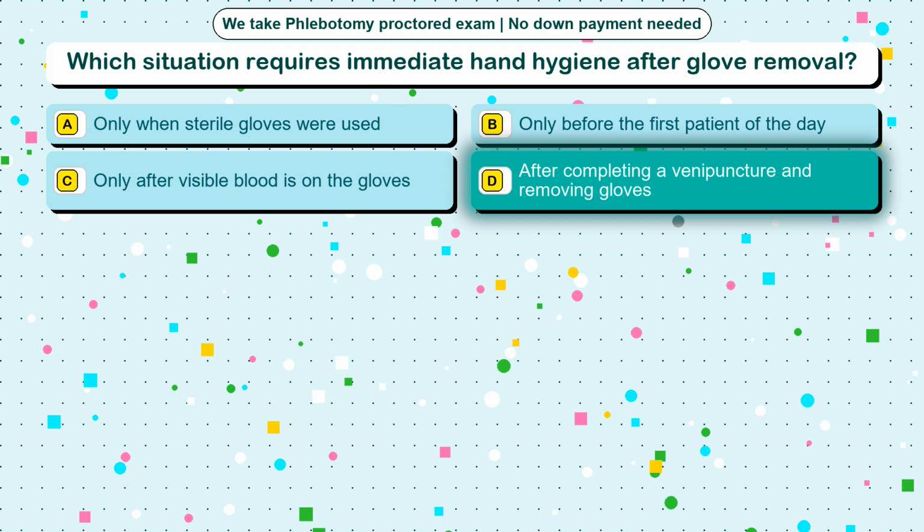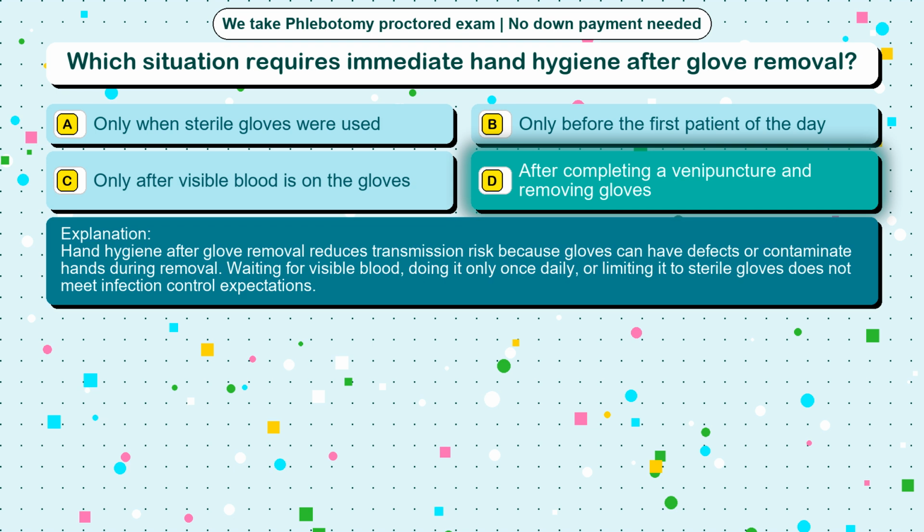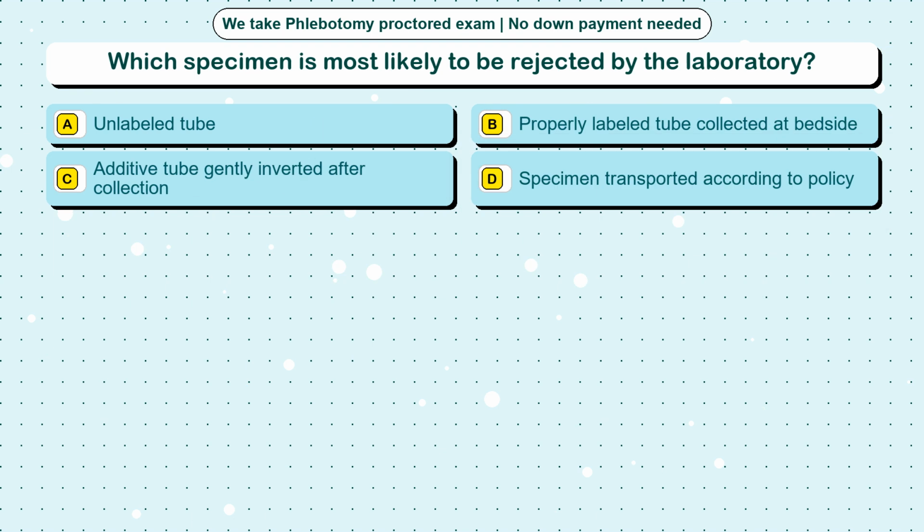The correct answer is option D. After completing a venipuncture and removing gloves. Hand hygiene after glove removal reduces transmission risk because gloves can have defects or contaminate hands during removal. Waiting for visible blood, doing it only once daily, or limiting it to sterile gloves does not meet infection control expectations. Question 47.